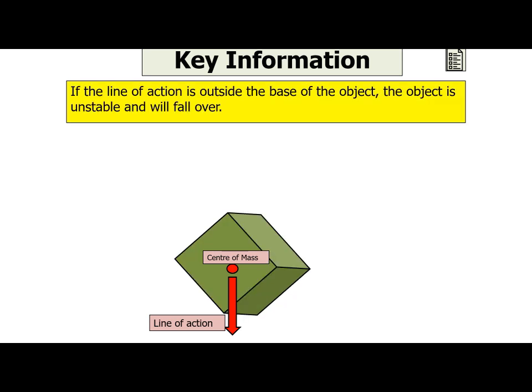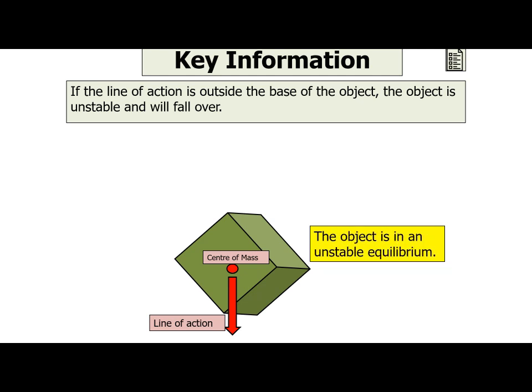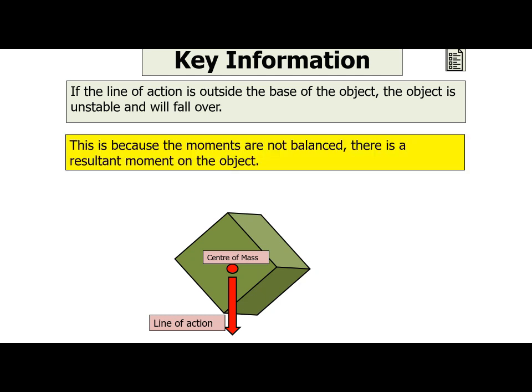Now if the line of action is outside the base of the object, it is unstable and will fall over. Now this will happen when the object is tilted, so this object is unstable, or we say the object is in an unstable equilibrium. So this happens because the moments are not balanced and there is a resultant moment acting on the object.